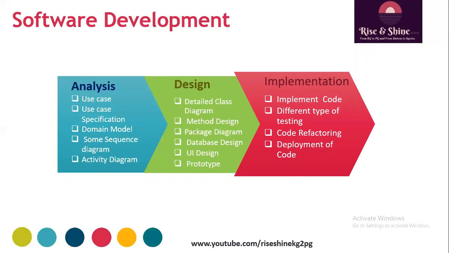And then lastly, there is implementation. Here we are implementing the code. We are doing different types of testing, such as unit testing and integration testing. And according to the test results, we are doing some code refactoring. And finally, we are deploying the code at the client side. So the summary of this software development is analysis via design towards implementation.